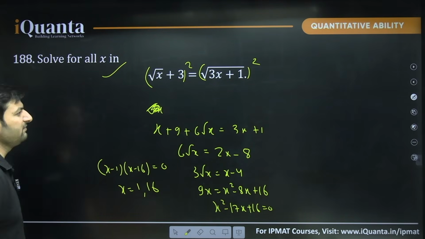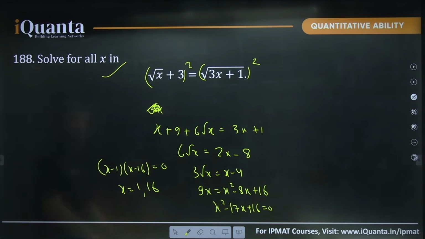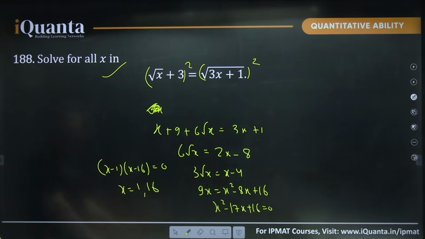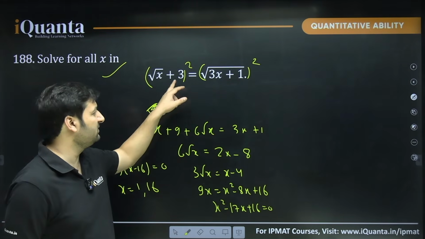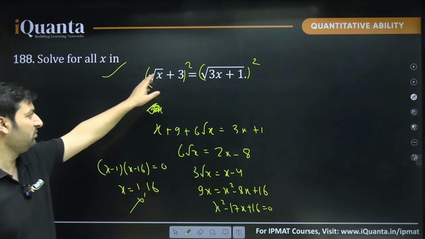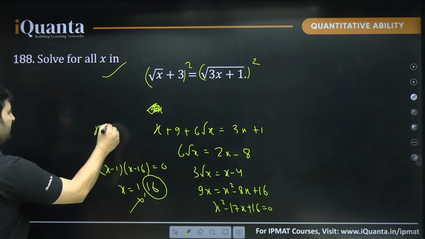Are they satisfying? 1 and 16. Put 1 over here, 1 plus 3, so 4, and here also it is root of 3 plus 1, root 2. So for x equal to 1, this is 4, this is 2. So 1 will not satisfy. Will 16 satisfy? 4 plus 3, 7, 7. Yes, 16 is the only value of x that will satisfy.